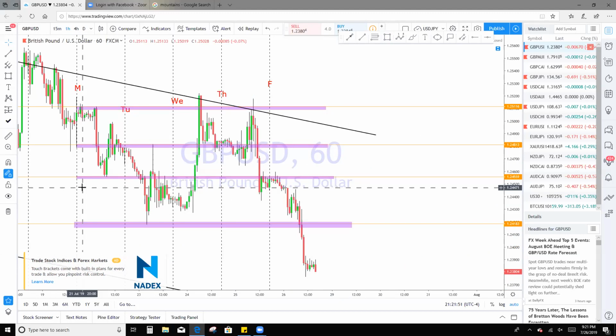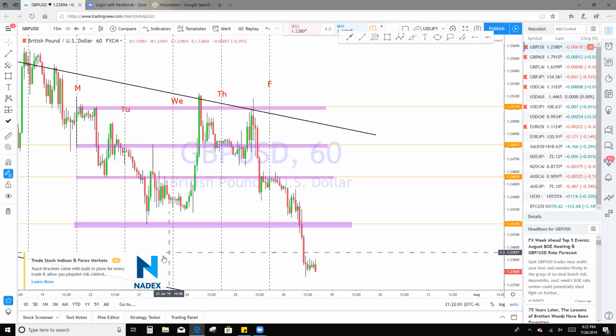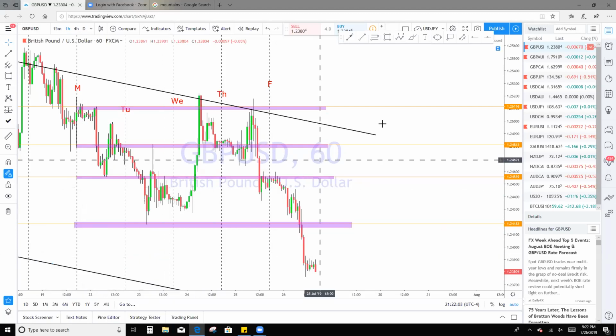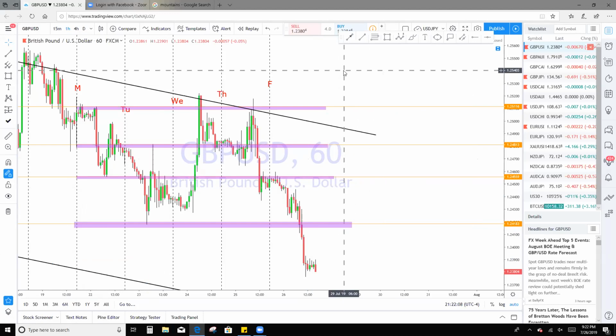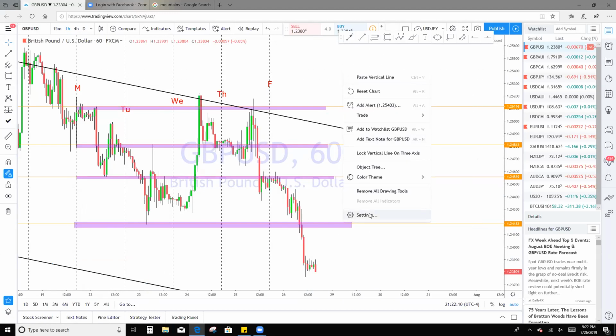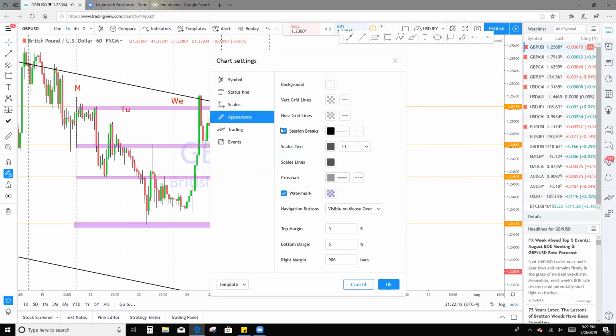Excuse me, Jeff. Could you do me a favor and repeat how you were able to separate Monday through Friday, where you click and put the separators in? Yeah, of course. What you want to do is right click on your mouse and go to settings, and go right here where it says session breaks.